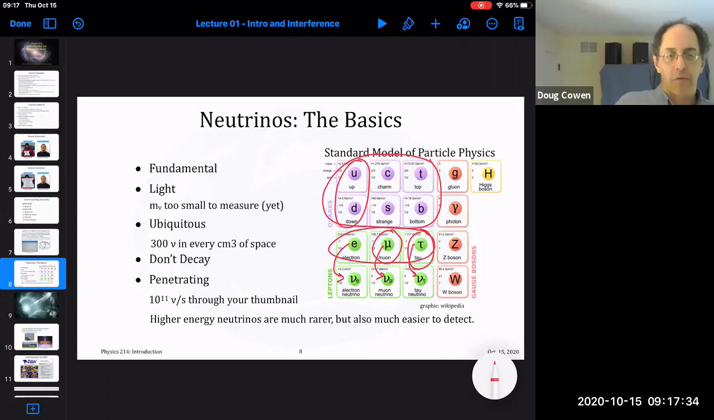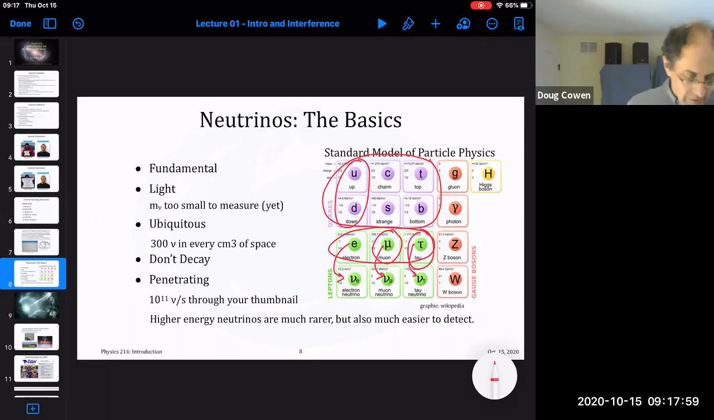The neutrinos that go through my thumbnail going vertically downward right now, many of those will continue going through the Earth and come out the other side, moving at roughly the speed of light. So we're basically swimming in neutrinos, and so is the Earth, for that matter. Neutrinos at really high energies are pretty rare.